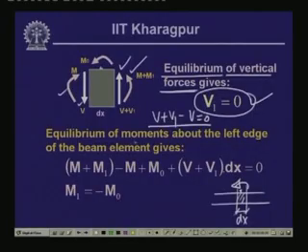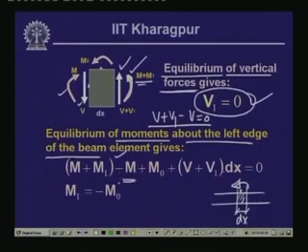Now, if we take the equilibrium of the moments about the left edge of the beam element over here, then again we have this anticlockwise moment M plus M1, then we have the clockwise moment which is M, plus we have this anticlockwise moment which is M0, and then the moment contribution of this shear V plus V1 times dx, this is equal to 0. Sum of all the moments with respect to this left edge is equal to 0.